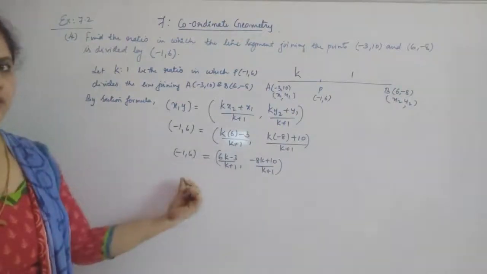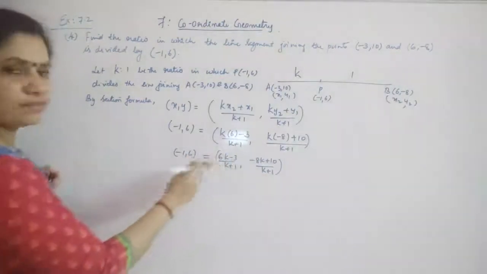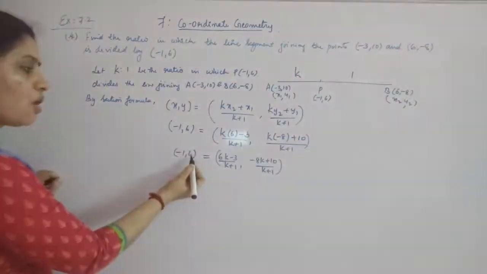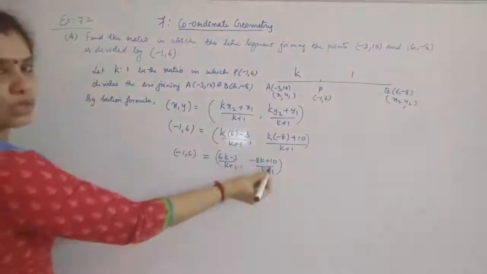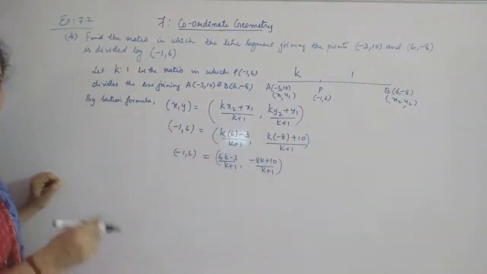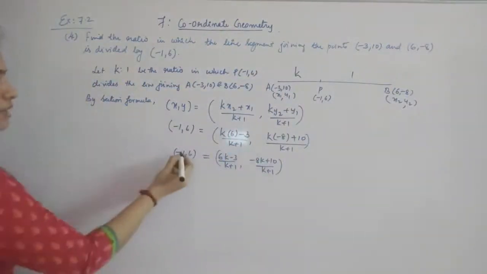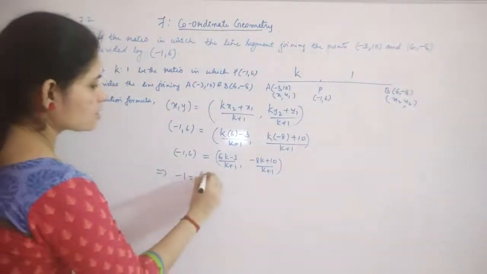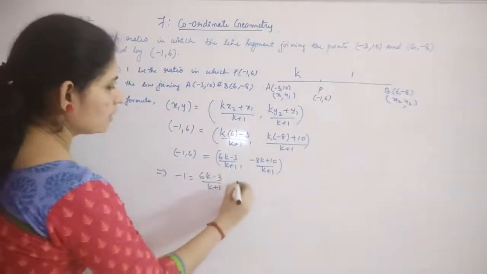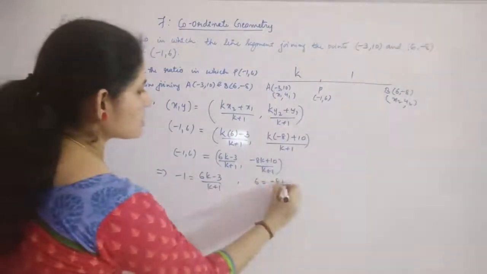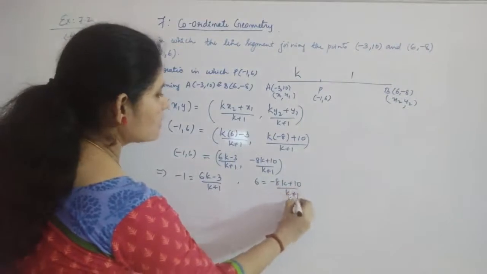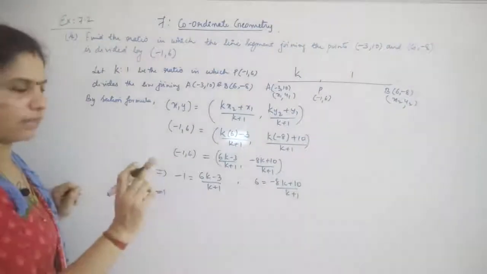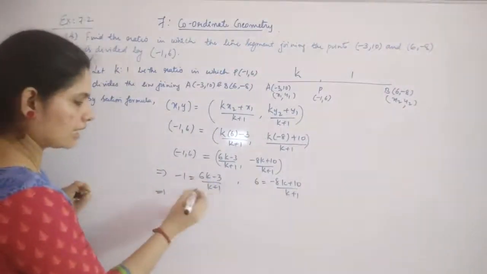Two points are equal when the corresponding coordinates are equal. So either of them you can take, that means either the first coordinates equal in order to find out k, or you can take second coordinates equal, which will give you your k value. Either of them, don't take both of them. Okay, so if I am taking minus 1, this will imply that minus 1 is equal to (6k minus 3) by (k plus 1), and you will get 6 is equal to (minus 8k plus 10) by (k plus 1). But I am not taking this right now. One thing is enough because you have only one value, which is k, to be found out.